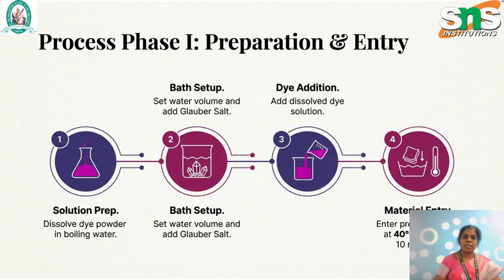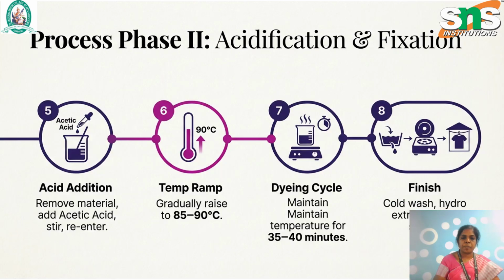In the first phase, the silk material is prepared and the dye bath is set up. Dissolve the dye powder in boiling water, add the required amount of water and Glauber's salt, and the bath is now set up. Add the dissolved dye solution into the beaker. Introduce the silk material and increase the temperature to 40 degrees Celsius, and the dyeing process continues. When you want to add acid, acetic acid is added and then the material is re-entered. You cannot add acetic acid while the silk is inside, as it may damage the fabric. So you have to remove the silk fabric from the bath and then add acetic acid. Gradually raise the temperature to 85 to 90 degrees Celsius. Maintain the temperature for 35 to 40 minutes. And then we enter finishing: cold wash, hydro extraction and then drying.